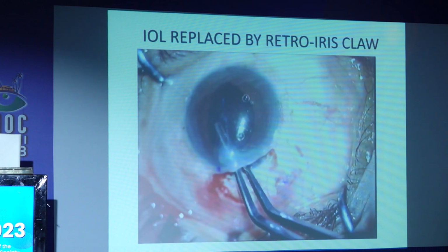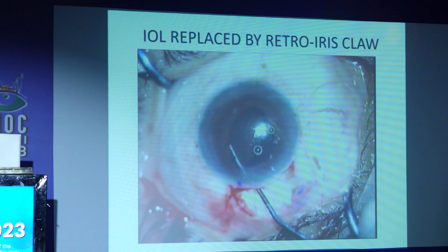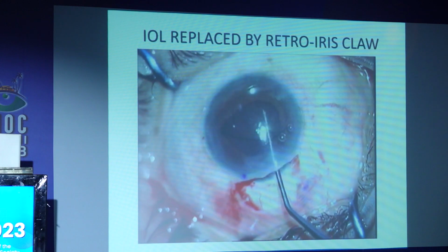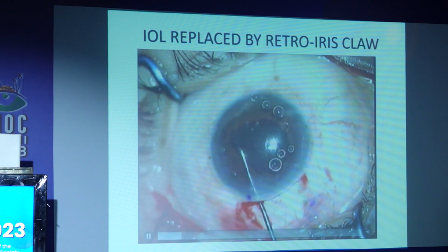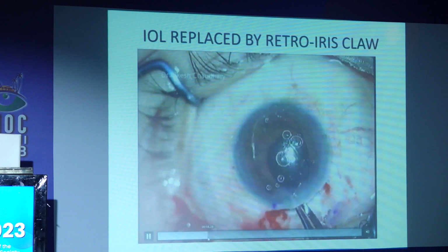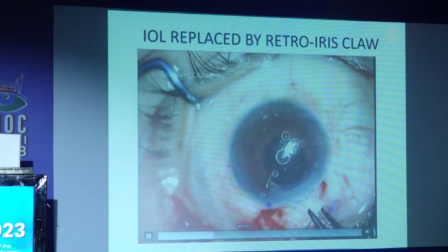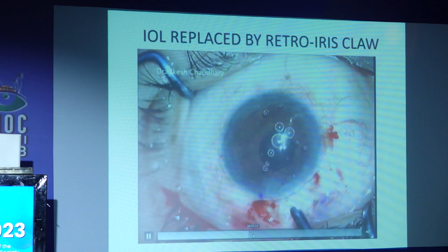Another IOL, this was replaced by the iris claw. So this is another option. So there was no support behind. So you can remove this IOL. Again, iris claw lenses are very easy to, this is the iris claw lens.